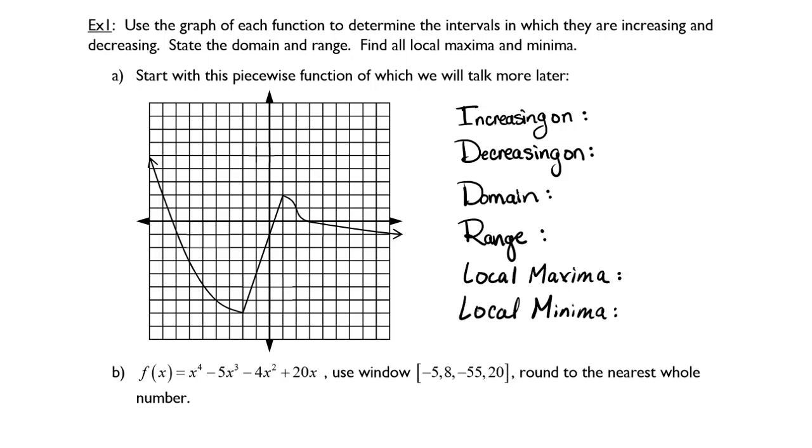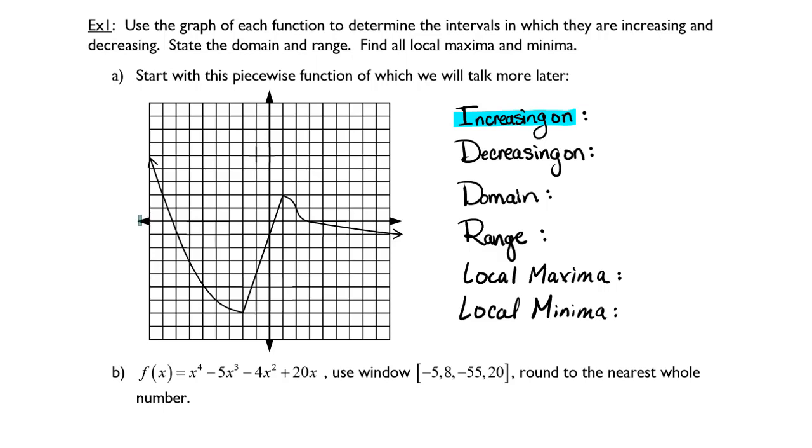As long as you don't have a horizontal line at a high or a low point, your local maxima and minima will be an actual coordinate point, not an interval. And you have to determine that on your own based on the context of the question. Now let's take a look at the graph itself. We need to find out where the function is increasing. So I'm going to look at this graph from left to right.